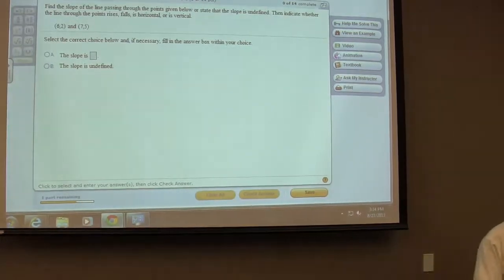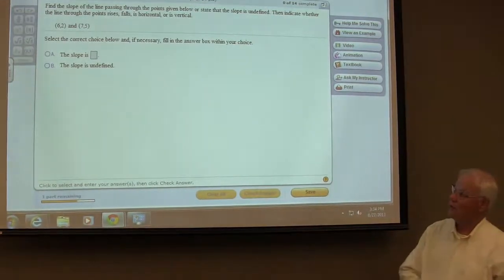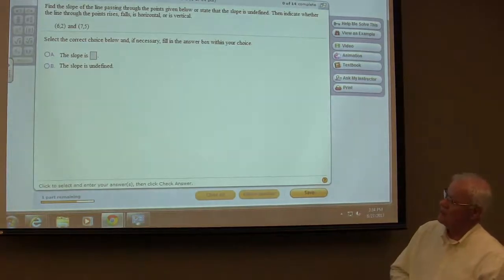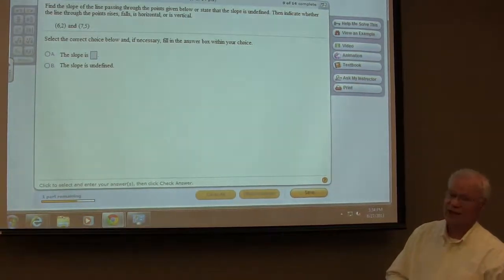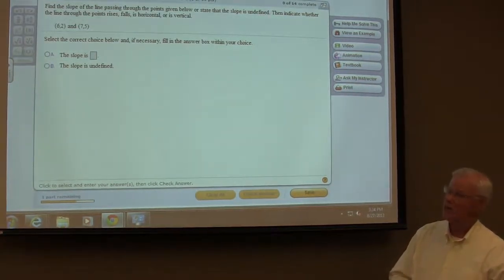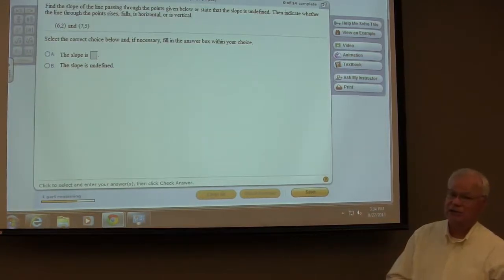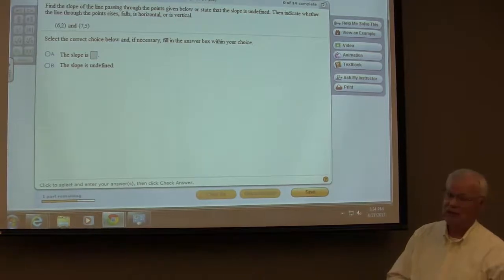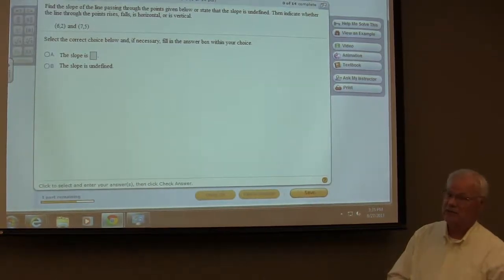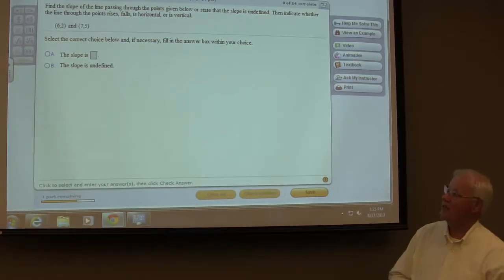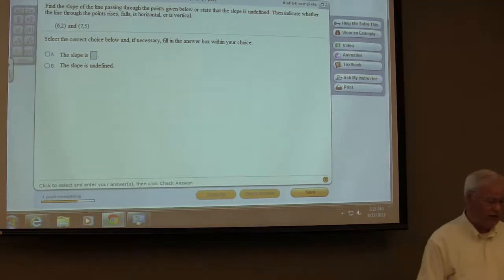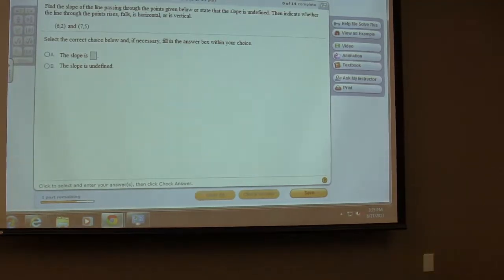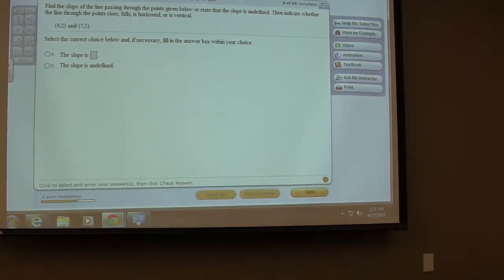So if we're given 2 points, as we are in this example, we have the points (6, 2) and (7, 5). Now remember that the first number is an x and the second number is a y. So in (6, 2), x is 6 and y is 2. In the second point, x is 7 and y is 5. The equation for finding the slope is this. We call the slope m.